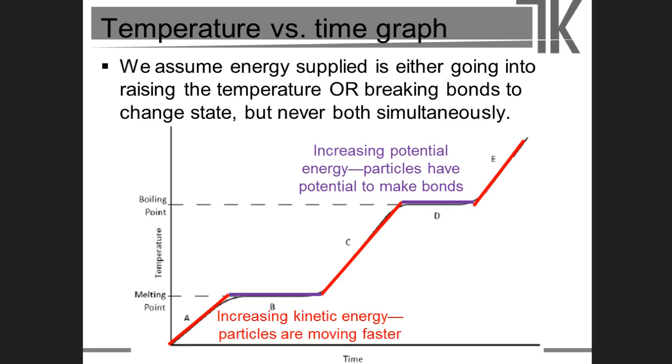Now, realistically, what really happens is this solid does heat up, and then when it gets close to its melting point, some of the particles have enough energy to start to break bonds and become a liquid, and some of the particles are still gaining kinetic energy to get up to the melting point temperature. So there is technically a little curve here where some particles are breaking bonds and some particles are gaining kinetic energy. But that curve is so small that we can approximate it as two straight lines. We can make a good model of it, and that's what physics is about, finding good models.